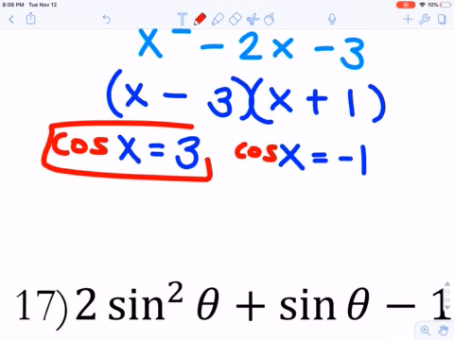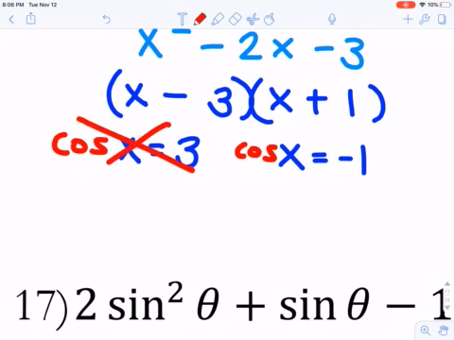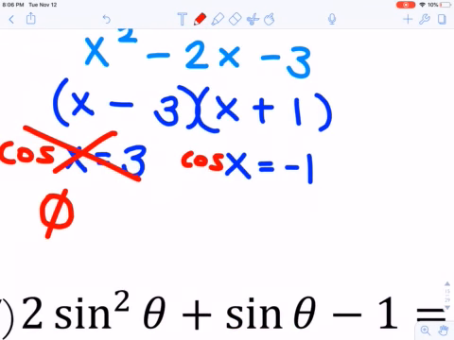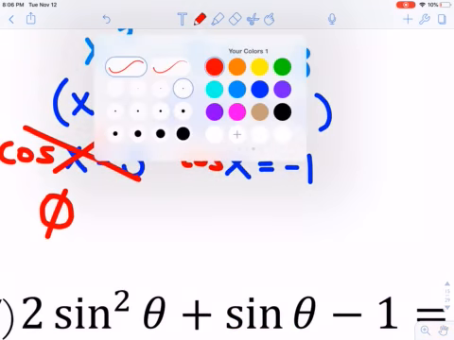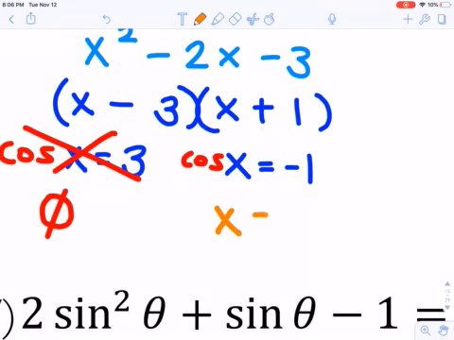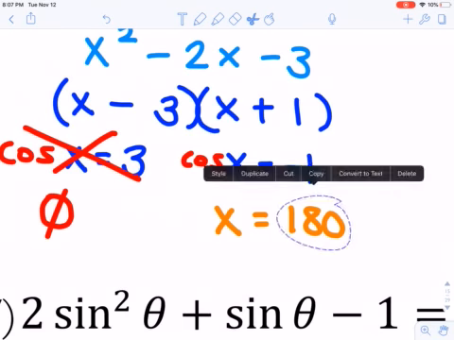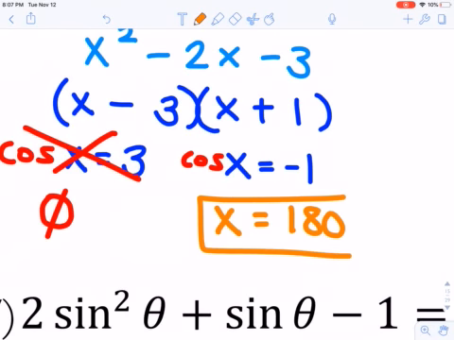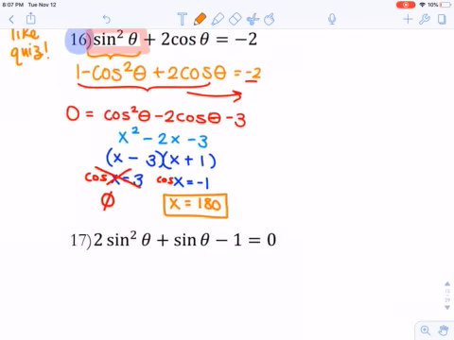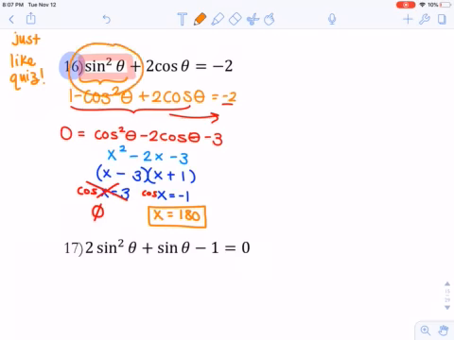This one doesn't work. Okay, 3 is out of range. So this part has no solution. However, this part does work. So we want to think about where is cosine, or the x value, negative 1, and that's in one spot only. I don't know why I put a negative there. It's at positive 180. And that's the only answer to this one. Okay, so that one was tricky because we had to use an identity. I'll probably give you a hint on the quiz that you need to use an identity. It'll be very similar to this, so I would study it.